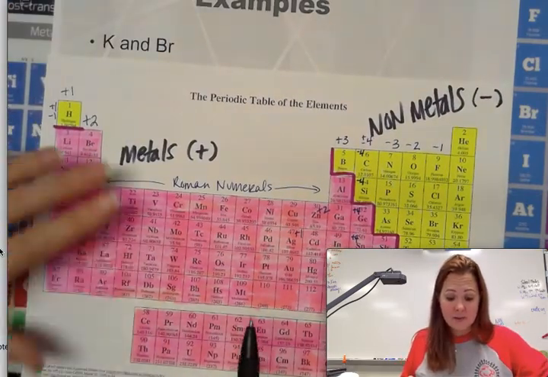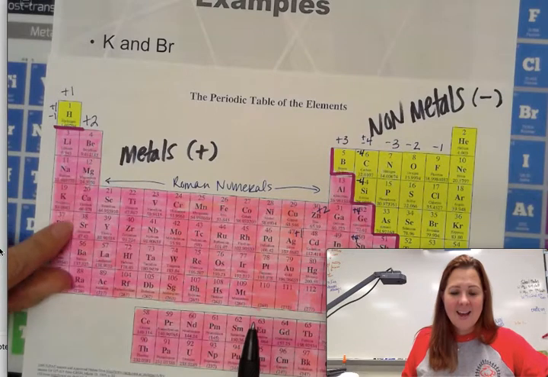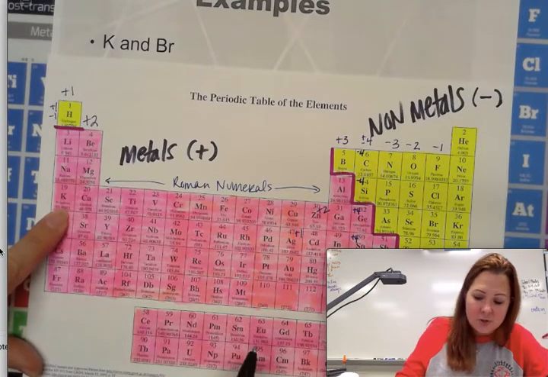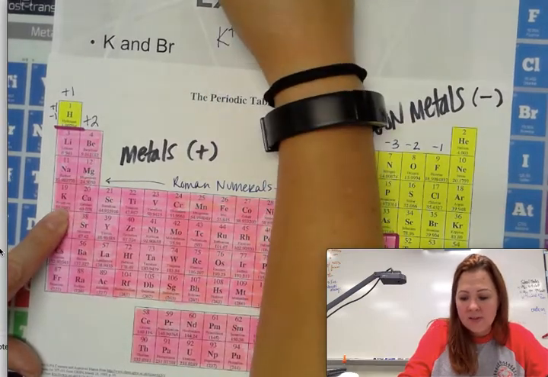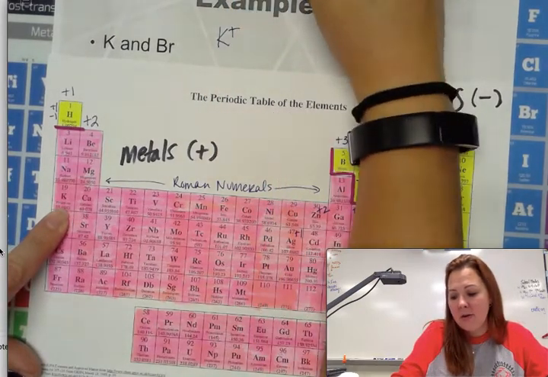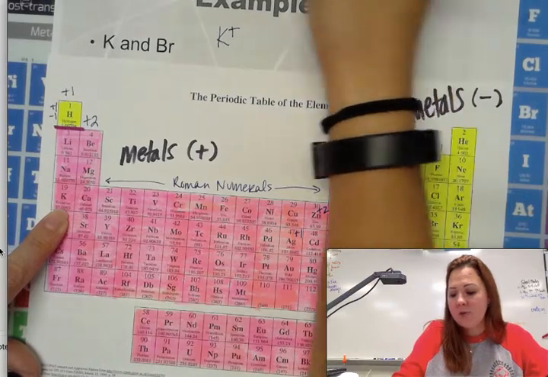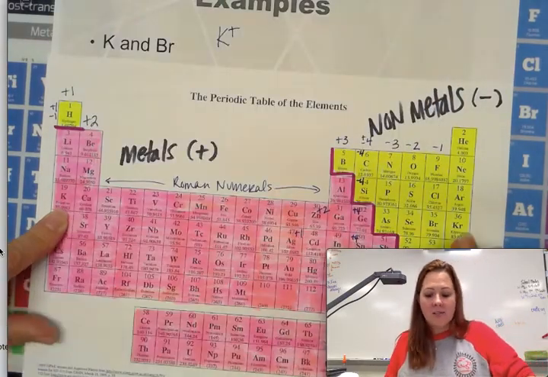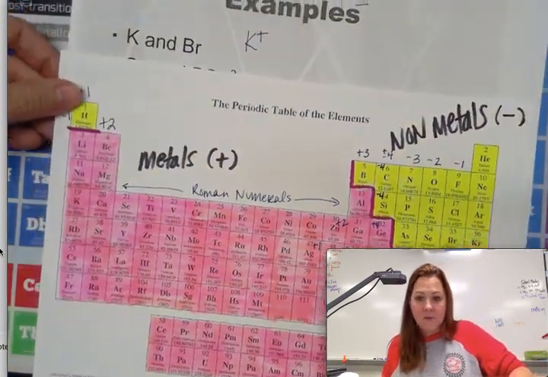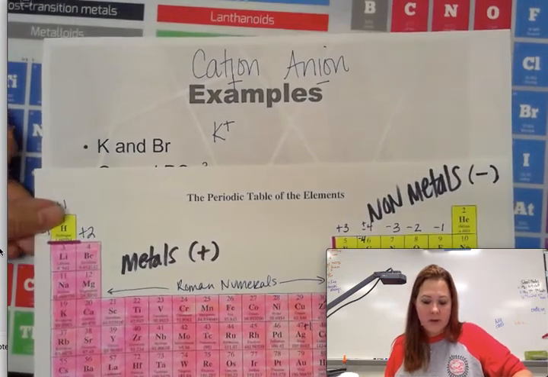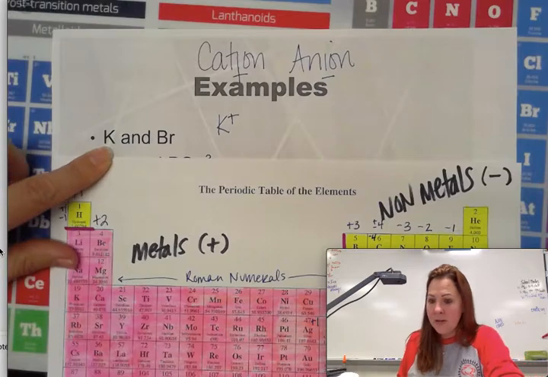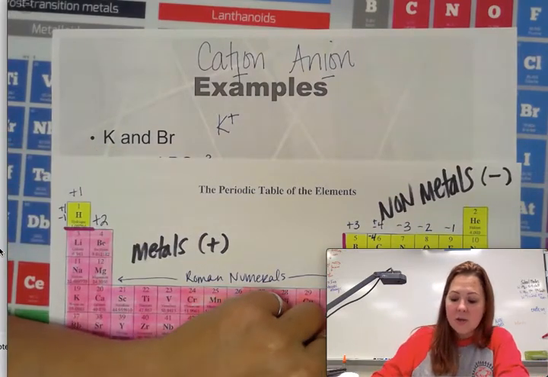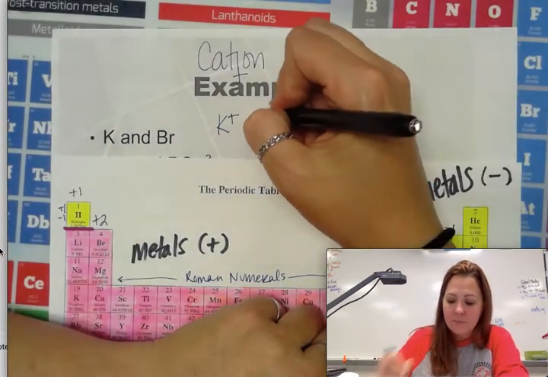Potassium lives right here. It has a +1 charge. You always write this cation first and then your anion. So you always put your positive charge first and then your negative charge. I always tell people you always give positive news first and then your negative, so use that here. So we have potassium with a +1. Bromine is down here in the halogens, so it's going to have a -1.